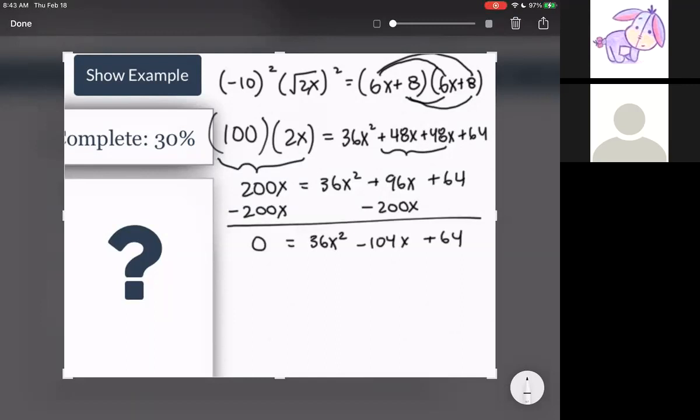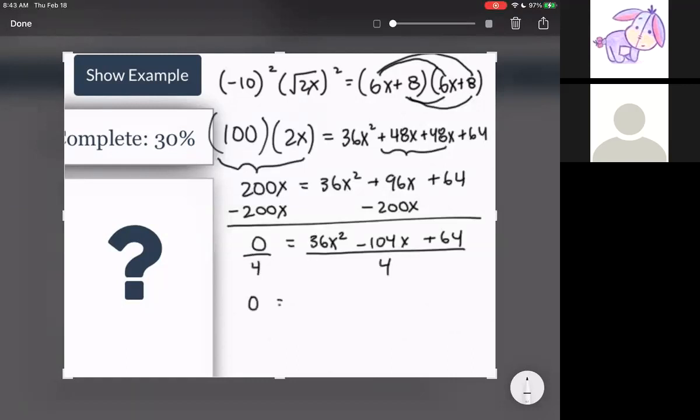Now these numbers are not fun to work with, so we can think of what is a common multiple of 36 and negative 104 and 64. So one common multiple that we can divide out is 4. So I'm just going to divide everything by 4 because 4 fits into 36, 4 fits into 104, and 4 fits into 64. So when you divide everything by 4, we're just making the problem a little bit smaller for us.